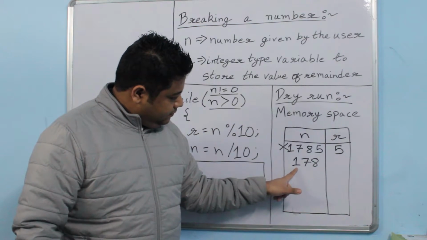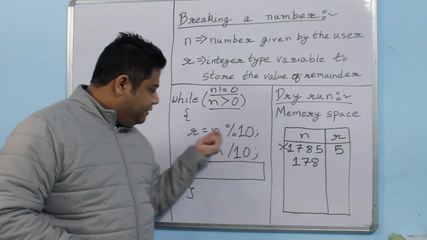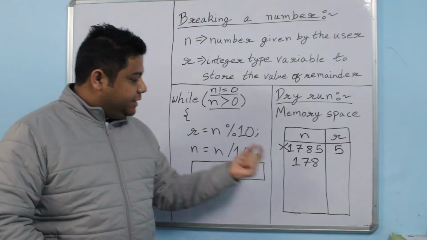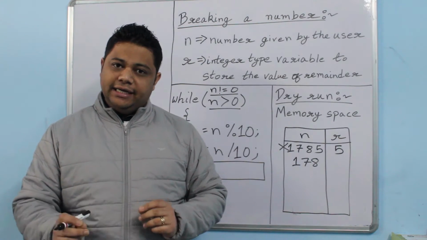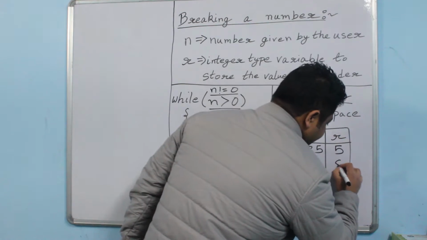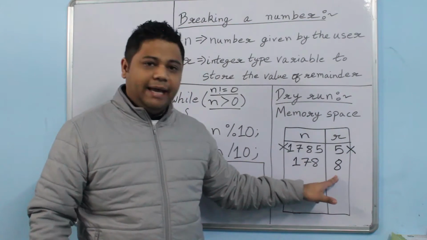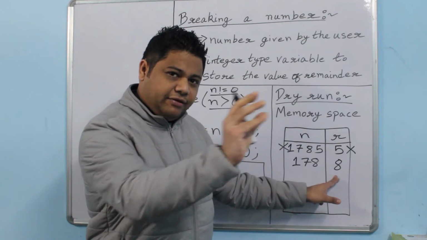Now 178 is greater than 0. Obviously it's greater than 0. Again we are coming down over here. The value of R was 5. Now n modulus 10, where the value of n is 178. So 178 modulus 10 is going to be 8. So temporarily the value of R was 5, now it became 8. I understand we are fetching the digits: first we got 5, then we got 8.